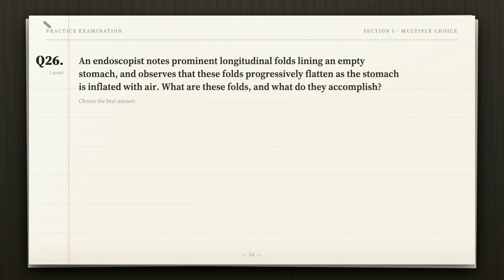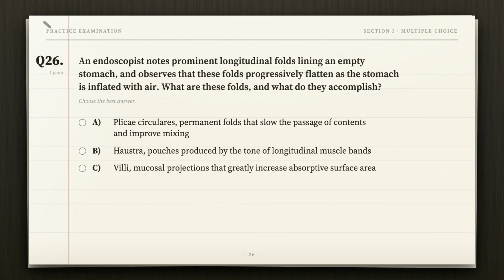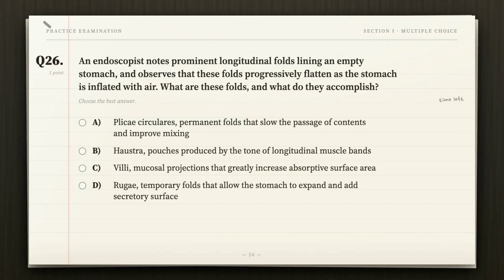Your options are A. Plicae circulares, permanent folds that slow the passage of contents and improve mixing. B. Haustra, pouches produced by the tone of longitudinal muscle bands. C. Villi, mucosal projections that greatly increase absorptive surface area. D. Rugae, temporary folds that allow the stomach to expand and add secretory surface. Take a second. Which answer would you pick?